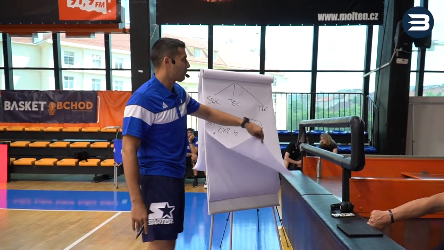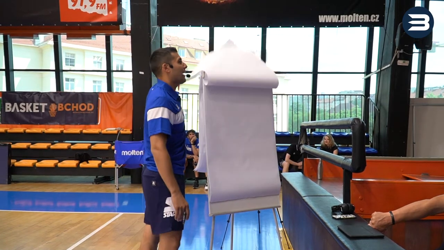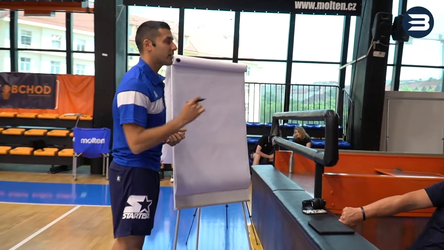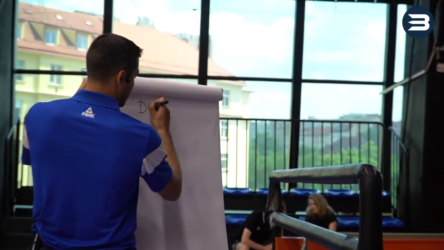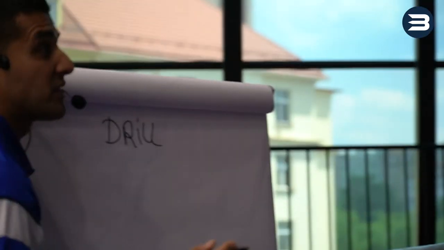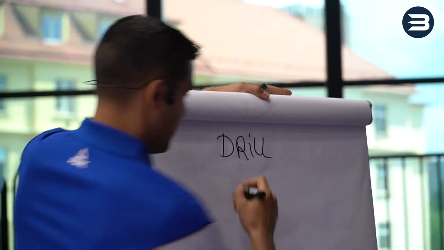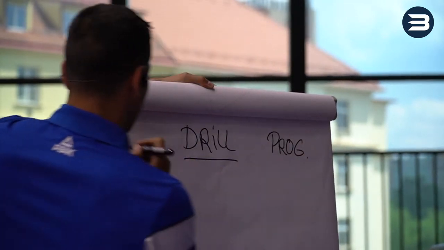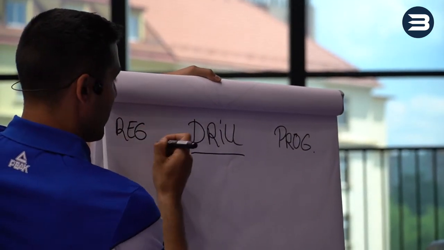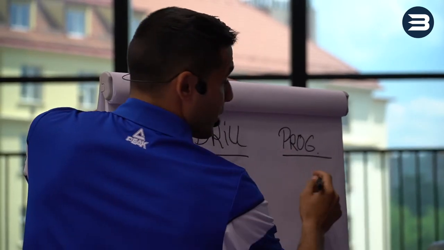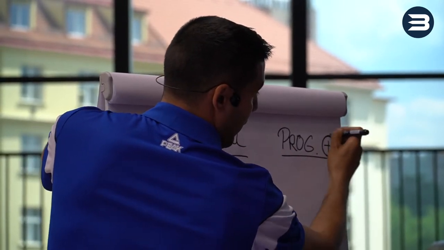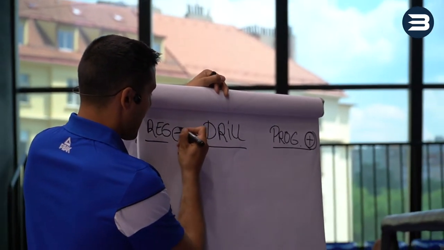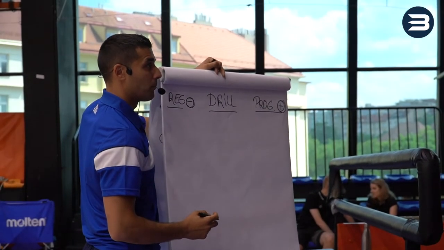Let's put the guys now playing one-on-one. But I'd like you, please, to help me with progression and regression. What I mean by that is, we're going to have some drills, some exercises in your practice, and we're going to have a progression and regression. A progression is harder, more complicated, more difficult, more intense. Regression, I'm making it easier. So I'm going to start.